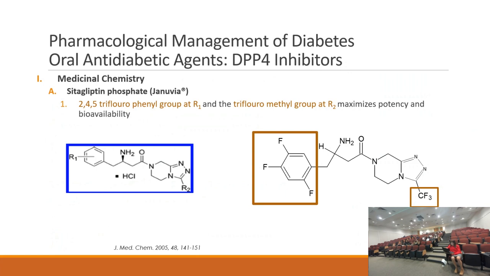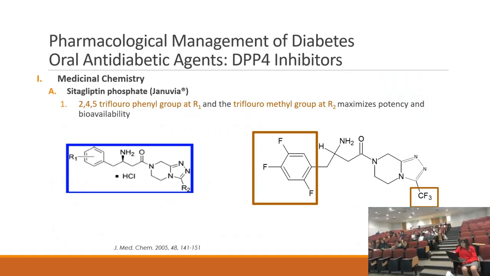So we take a look at sitagliptin here. We've got a 2,4,5-trifluorophenyl group here at R1. This is very, very important for binding of the drug molecule to the DPP-4 enzyme. And then we've got a trifluoromethyl group here at R2. Again, both of these will maximize potency and bioavailability for these particular compounds. But the binding group is here.